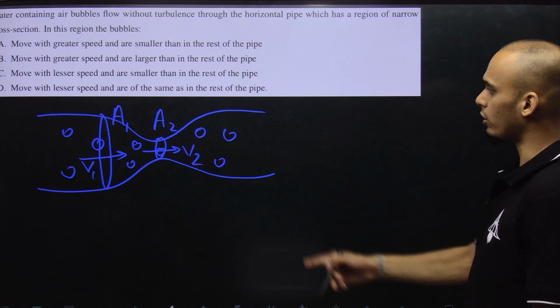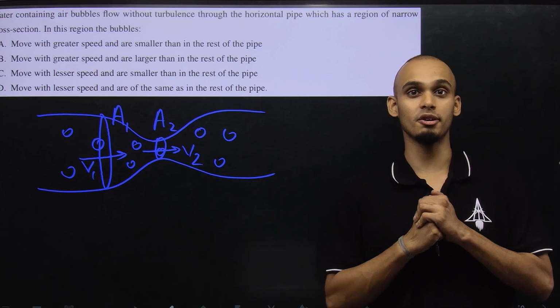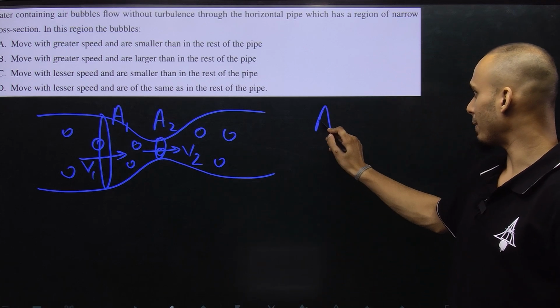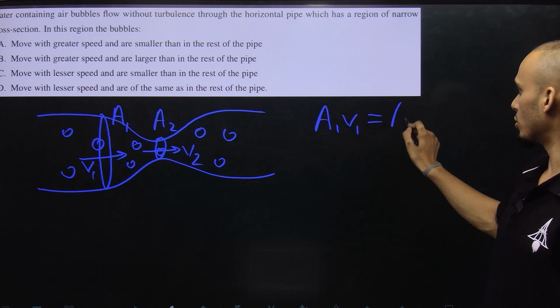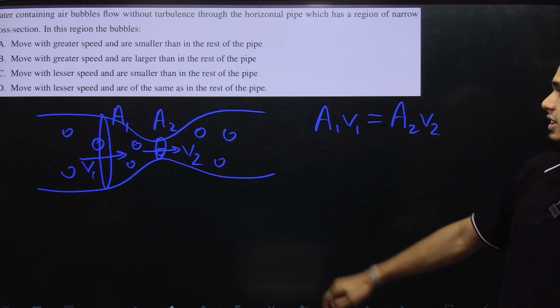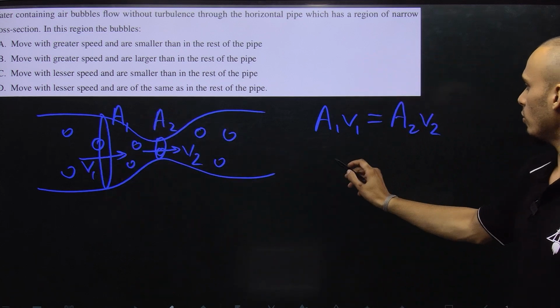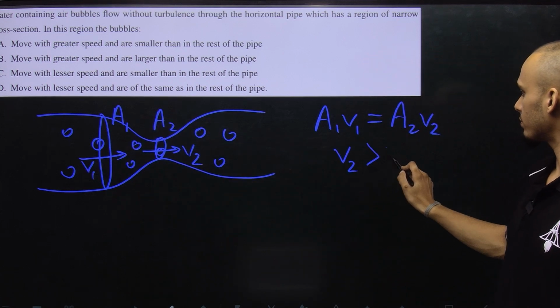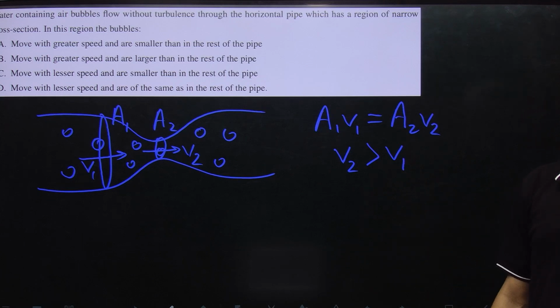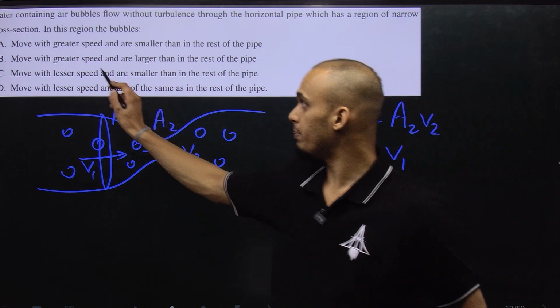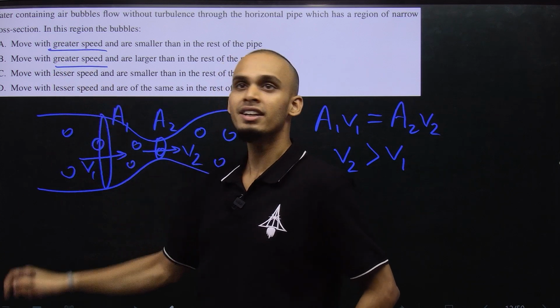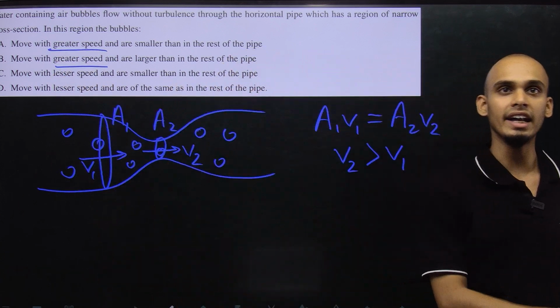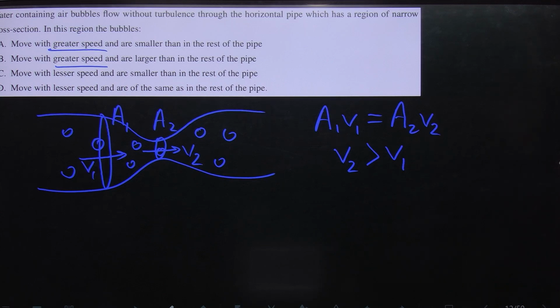We know only two equations from fluid mechanics. First, the equation of continuity: A1 into V1 should be equal to A2 into V2. Since A2 is less than A1, V2 will be greater than V1. So bubbles in this narrow region will be faster, traveling at a greater speed, and hence options C and D are immediately eliminated. But we still don't know whether bubbles will be smaller or larger.